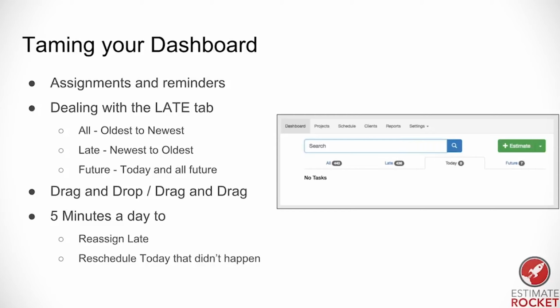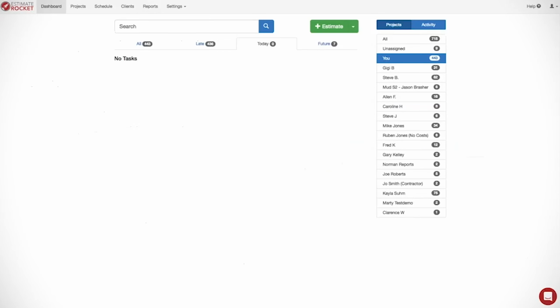Okay. Back to taming your dashboard, assignments and reminders, dealing with the late tab. I'm going to start out by asking how many people have a dashboard that has way more late projects than anything else. How are we going to handle that and manage it? That's really my number one starting point here, because I think everybody ends up in this situation where you've got a ton of projects in the late tab. And there's a couple reasons that happens, and there's a couple ways to address it.